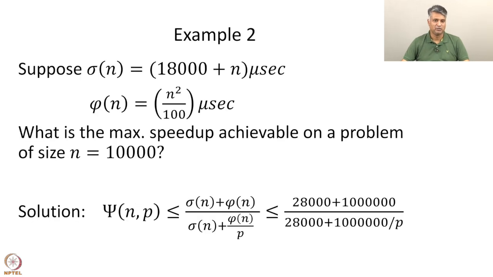Here is another example. Now, let sigma n be a function of n, because as the problem size grows, sometimes the sequential operations also grow. Let that be 18,000 plus n microseconds. And let the parallelizable component be n square by 100 microseconds. So, the question is, what is the maximum speed up that can be achievable on a problem size of 10,000? It is (28,000 plus 1 million) divided by (28,000 plus 1 million divided by p).